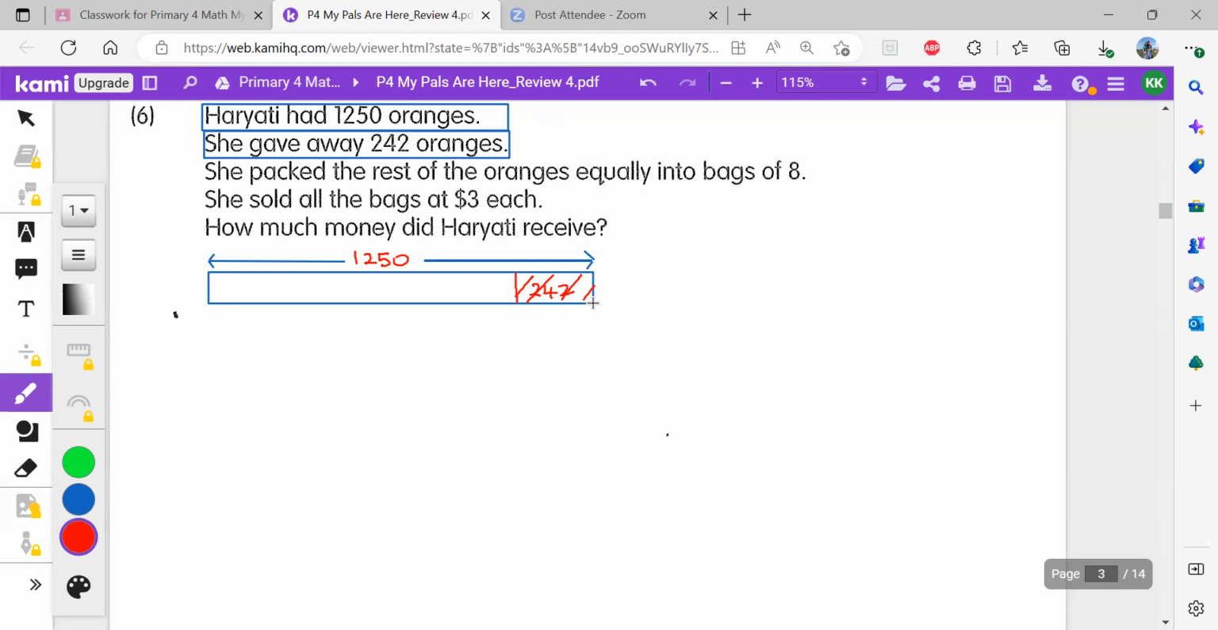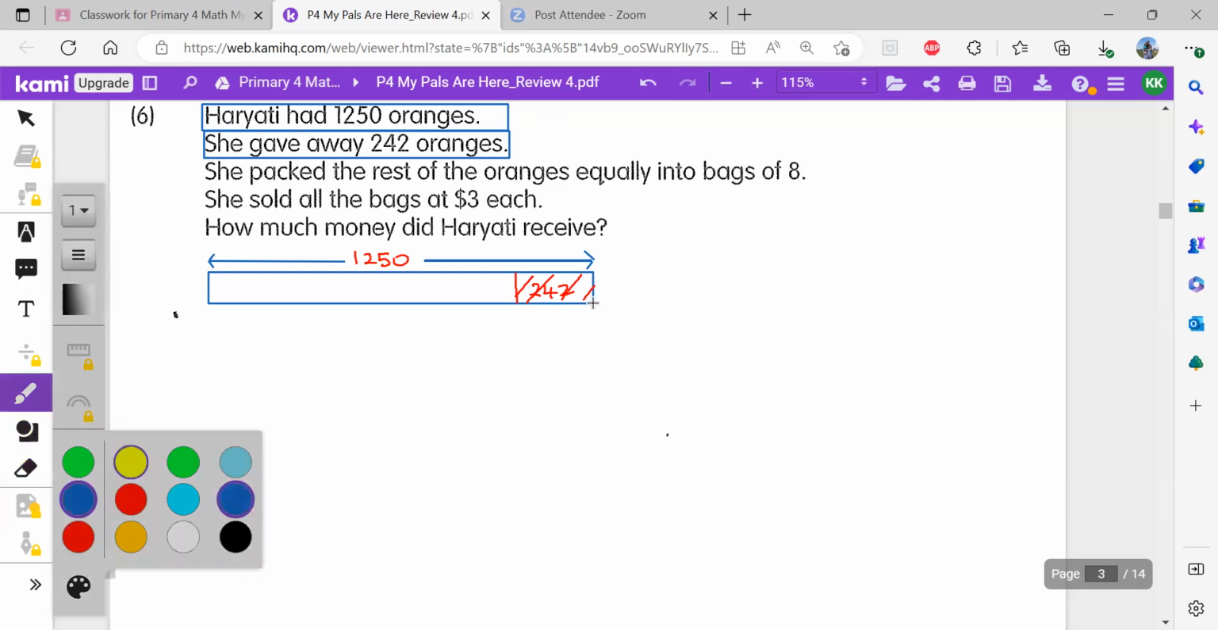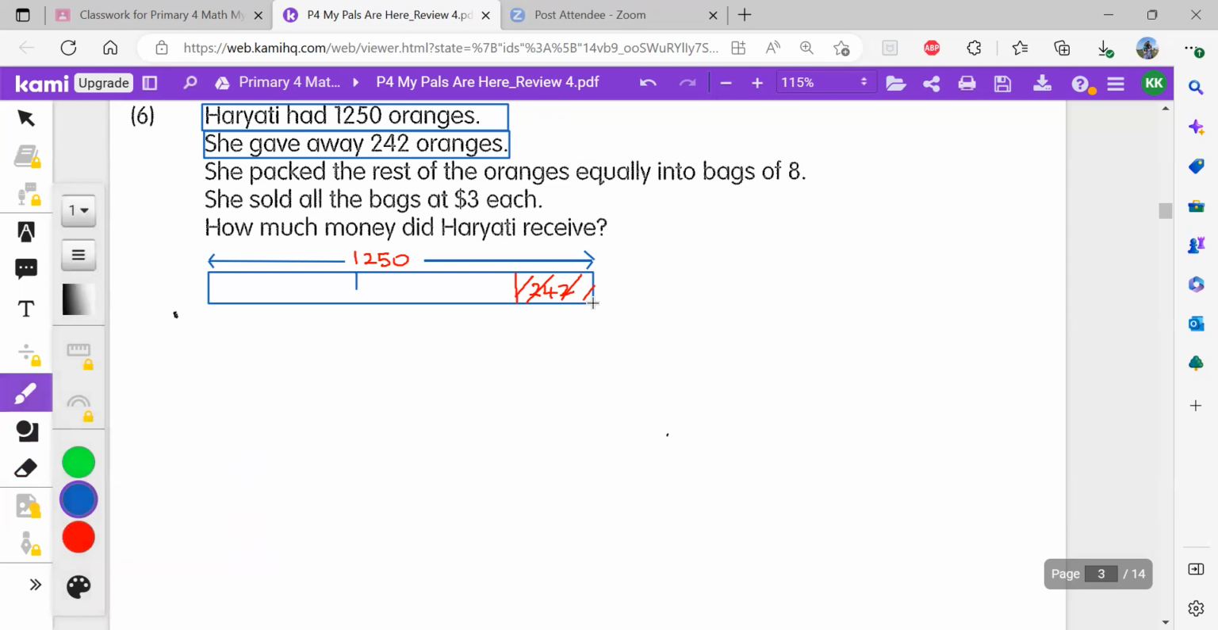So I'm going to cut here into 8 bags. Okay, 8 bags. All right, 1, 2, 3, 4, 5, 6, 7, 8 bags. That's it. And she sold all the bags at $3 each. So each bag will be $3.